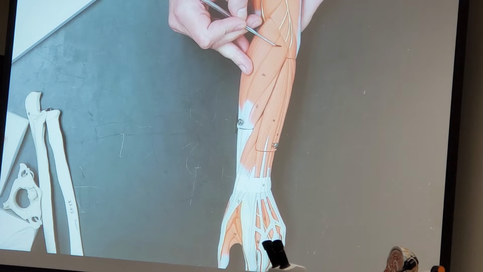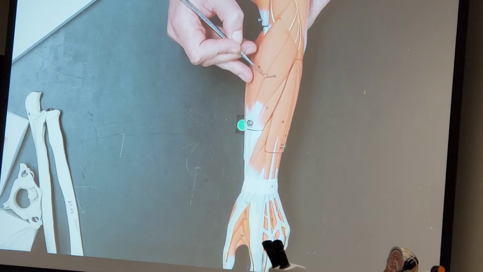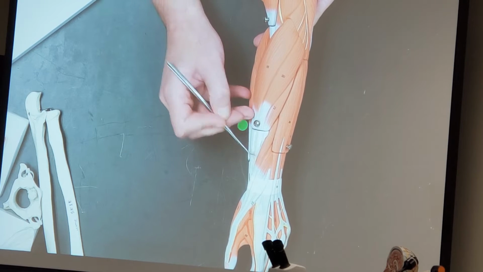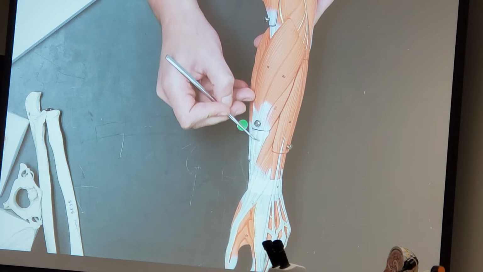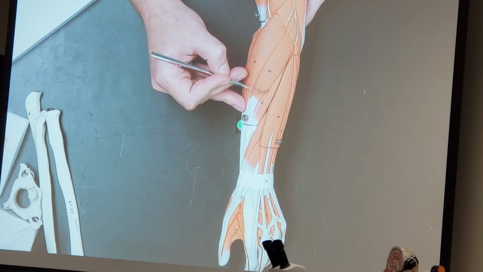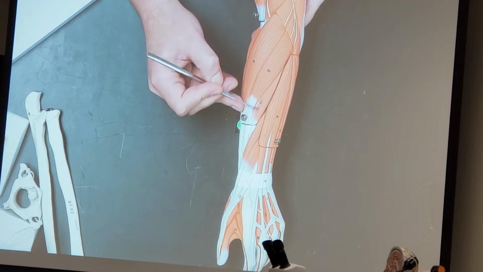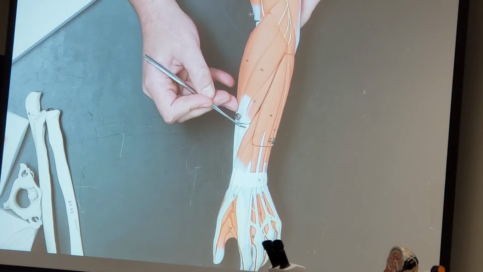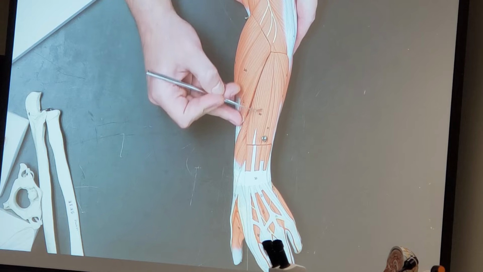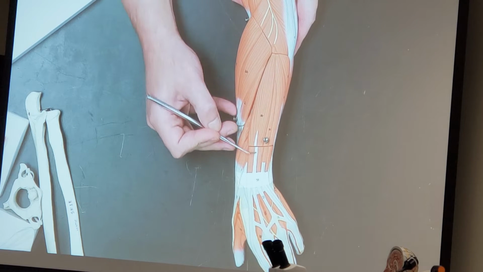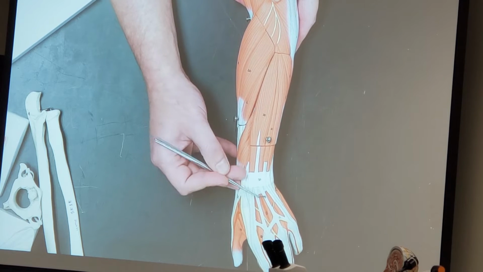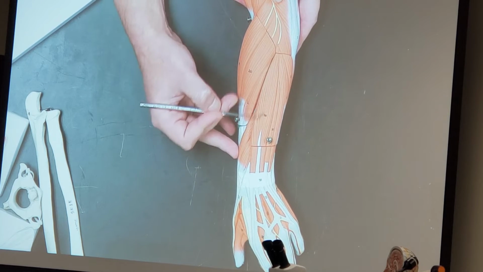This is extensor carpi radialis longus. Extensor carpi radialis longus. This is extensor carpi radialis brevis. So it's shorter. This is extensor digitorum. So it's going to have tendinous attachment to multiple digits here. So extensor digitorum.